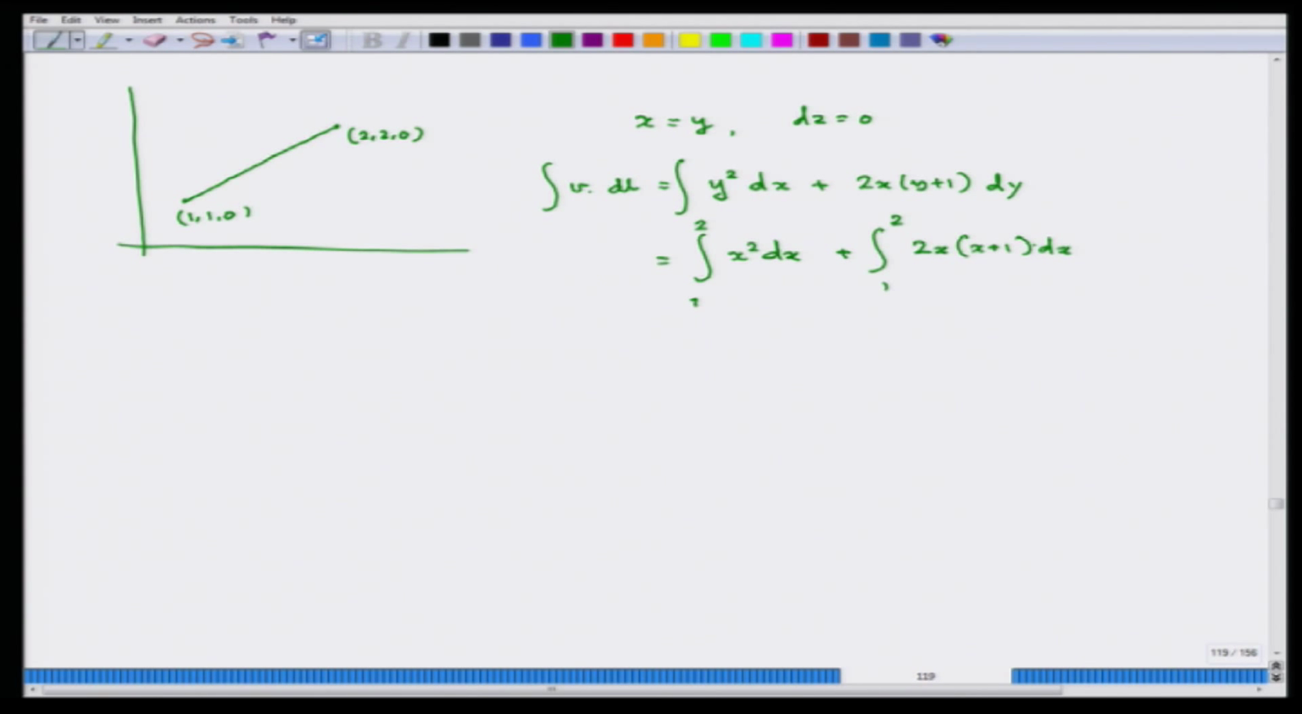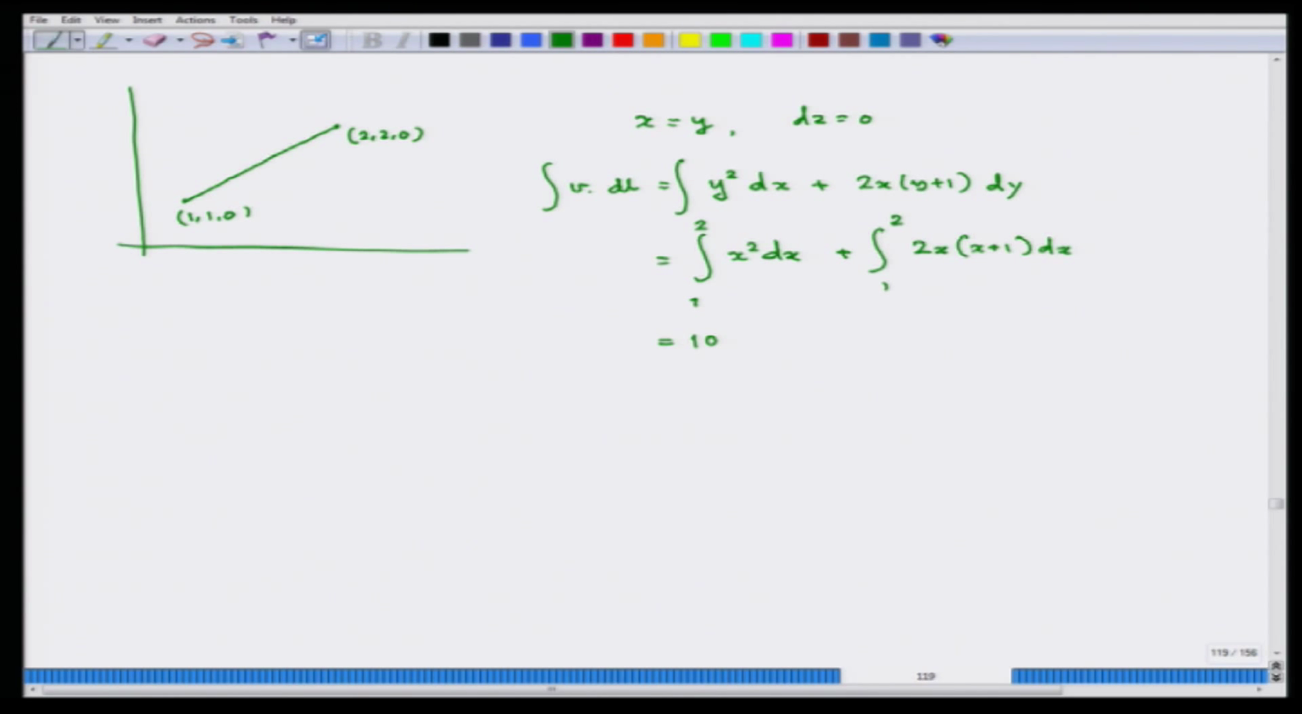So, if you evaluate this, you will finally get the answer 10. The message there is that if you move from 110 to 220 along path 1, we get the line integral to be 11, but if we move along path 2, we get the line integral to be 10.